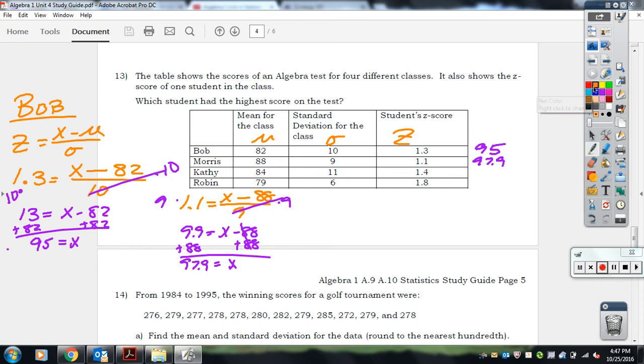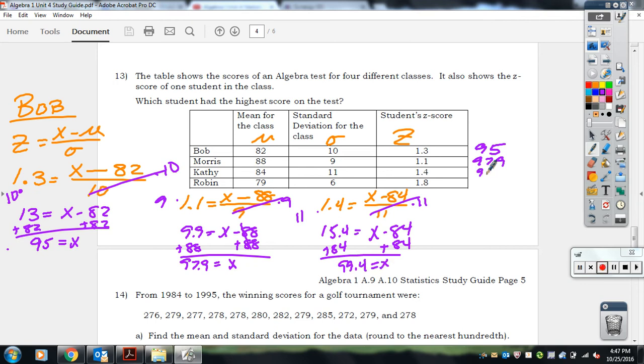Let's do Kathy. 1.4 equals x minus 84 over the standard deviation, which is 11. Multiply both sides by 11. X minus 84 equals 15.4. Plus 84 on both sides. And like I was thinking, that was a 99.4. So now, Kathy is the highest.